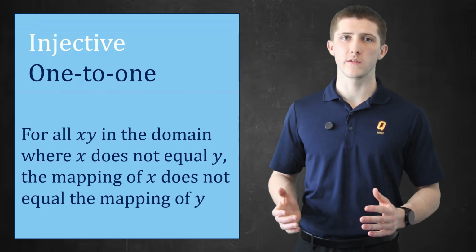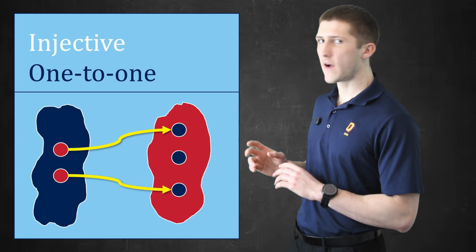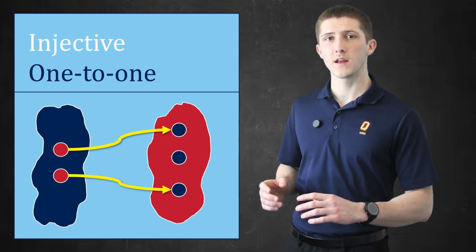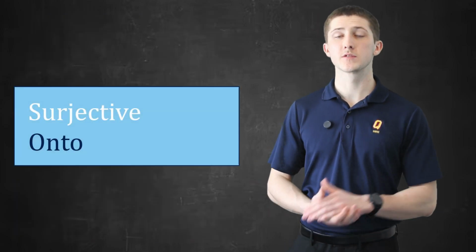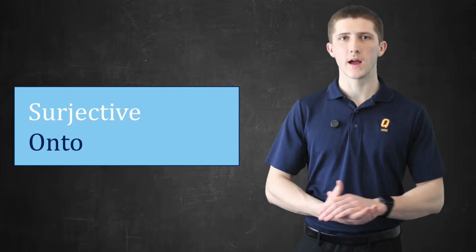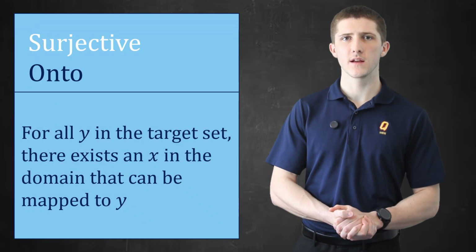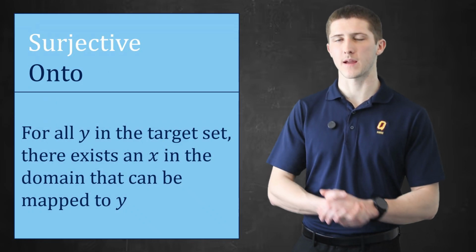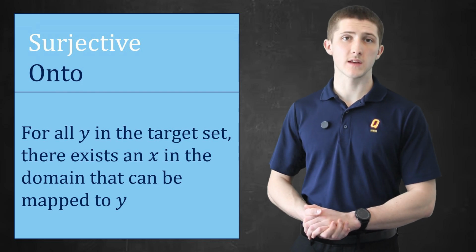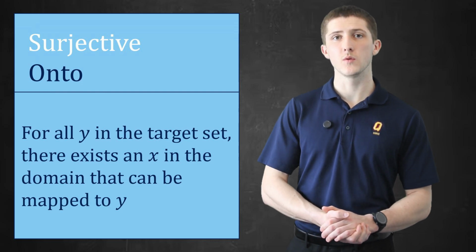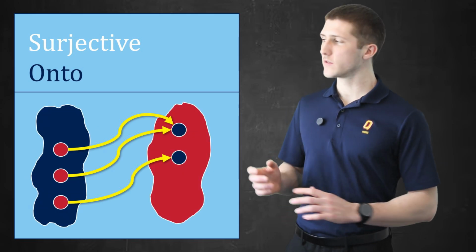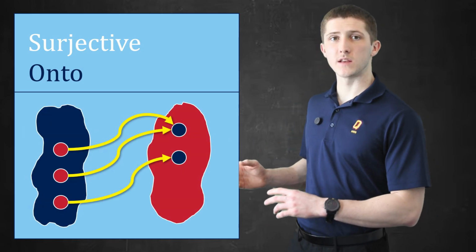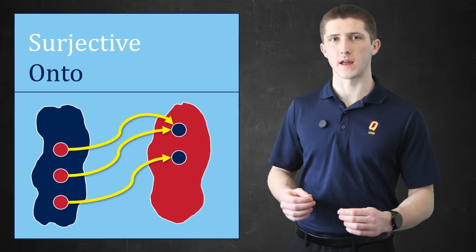We can think of this intuitively by looking at a diagram. Every point that is mapped to in the target set has only one input element. A mapping is said to be surjective or onto if for all y in the target set, there exists an x in the domain that can be mapped to y. This means that you must be able to map something to any element in the target set. We also have a diagram for this. You can see that every element in the target set is mapped to by an element in the domain.